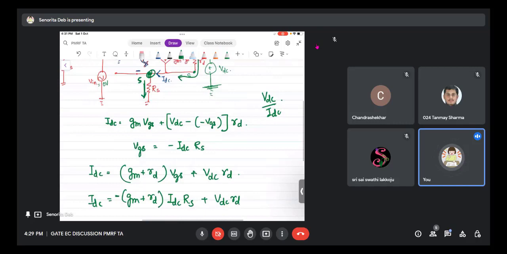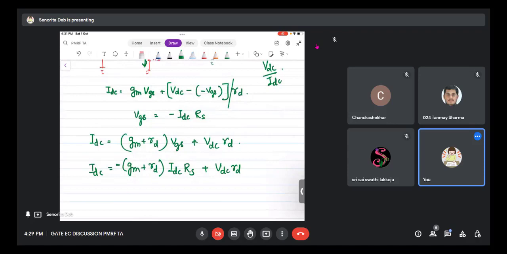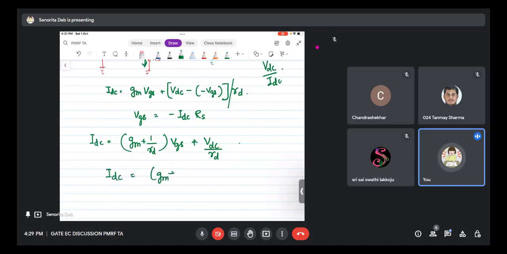I'm making some mistake again and again, and nobody's pointing it out. This will be division; that's why I wasn't getting things. This is 1 upon RD. Voltage divided by resistance is current, not multiplied. I had multiplied, that's why it wasn't making sense to me. So now IDC is GM plus 1 by RD into VGS plus VDC by RD.